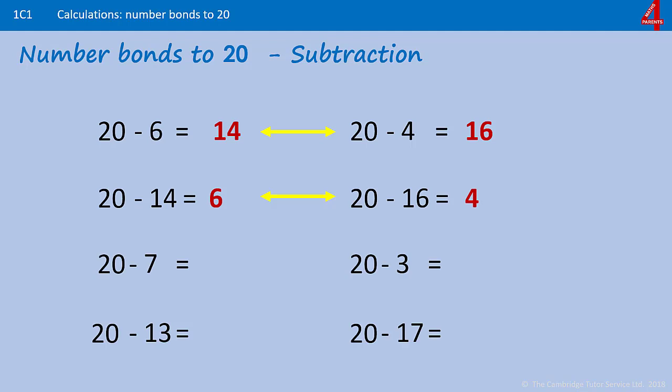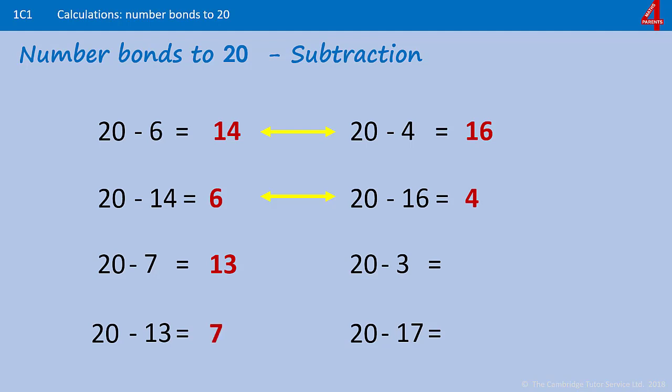Using that information, work out these four. Pause the video, have a go. The first one, 20 take away 7. If you know that you have to add 13 to 7 to get to 20, you'll know that 20 take away 7 is 13. And that means that you'll be able to work out that 20 take away 13 is 7.